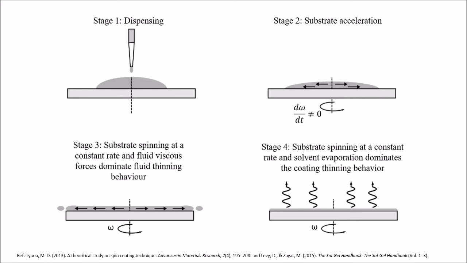Now let's see what this technique looks like in real life when we spin coat the conductive polymer PSS onto an ITO patterned glass substrate.